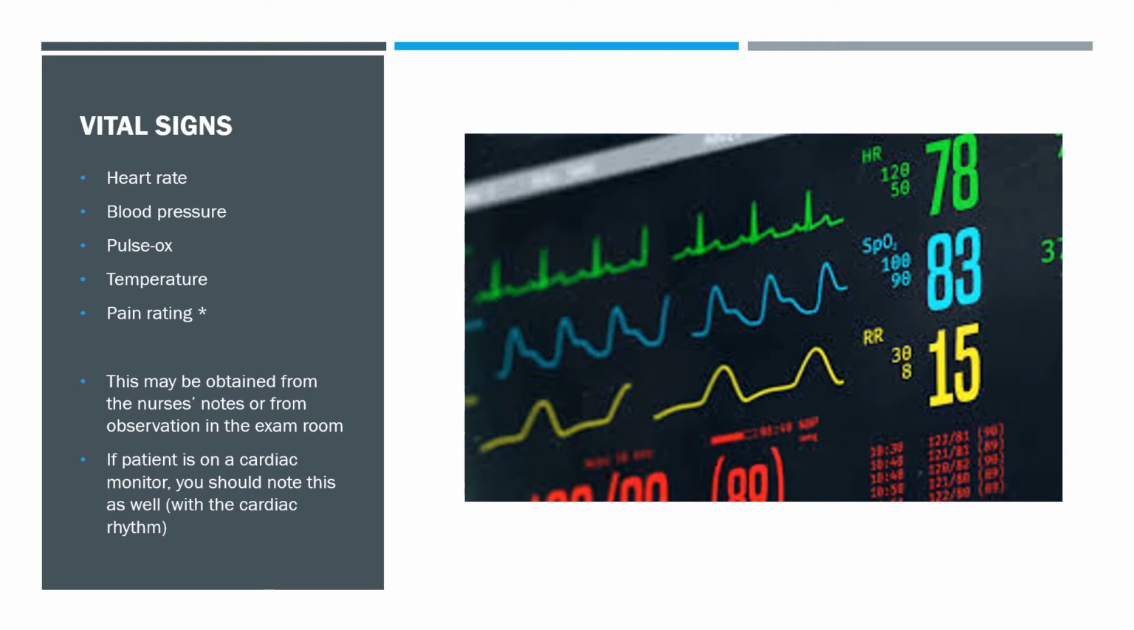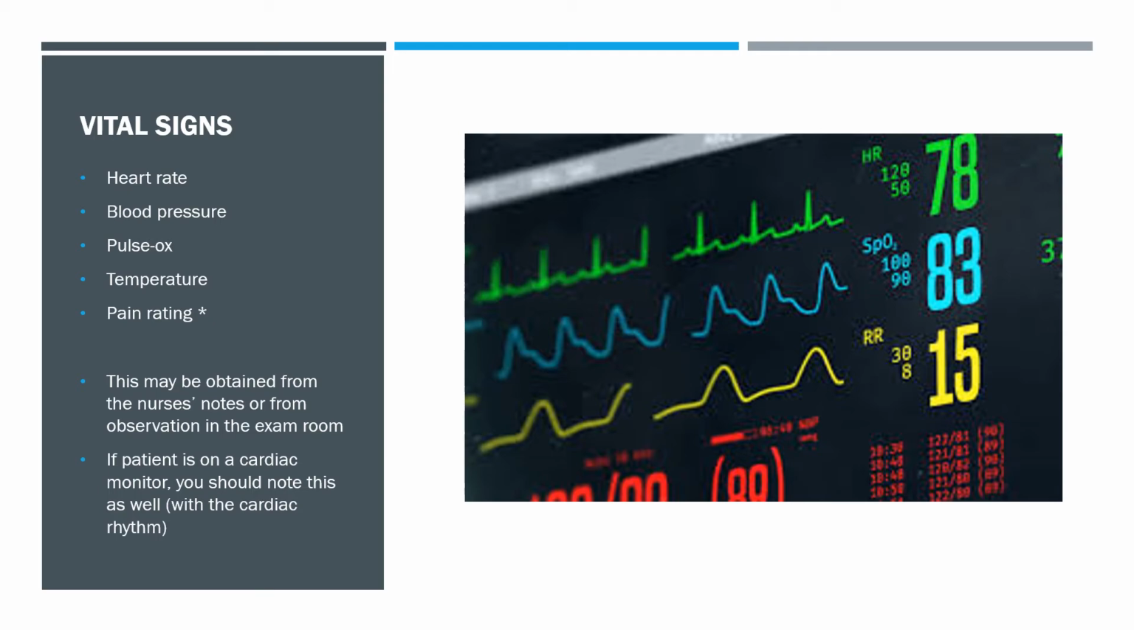Also under the O in SOAP, vital signs, things like heart rate, blood pressure, pulse ox, temperature, pain rating. So this may be obtained from the nurse's notes or from observation in the exam room. If the patient is on a cardiac monitor, you should note this as well with the appropriate cardiac rhythm. And if you don't know the rhythm, ask.